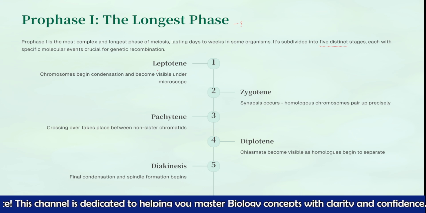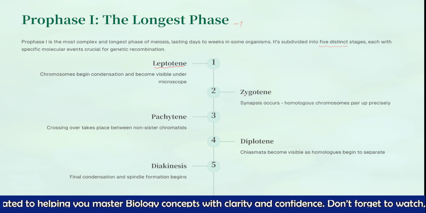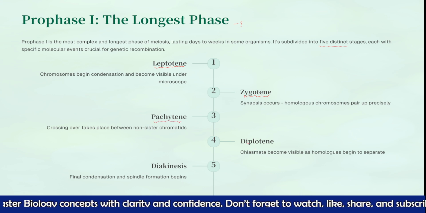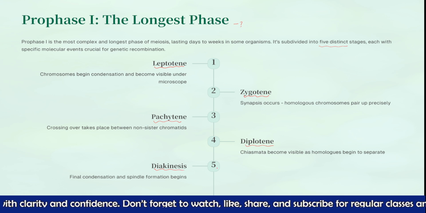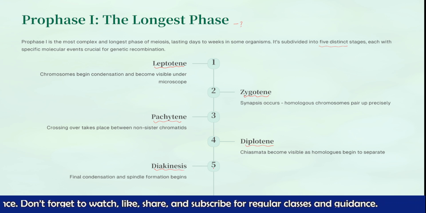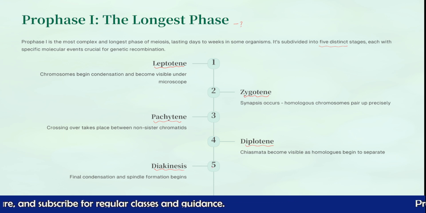The first stage is called leptotene. Then second is zygotene. Then third, pachytene. Fourth one, diplotene. And finally, diakinesis. Leptotene, zygotene, pachytene, diplotene, and diakinesis. Okay, so let's discuss the leptotene stage.